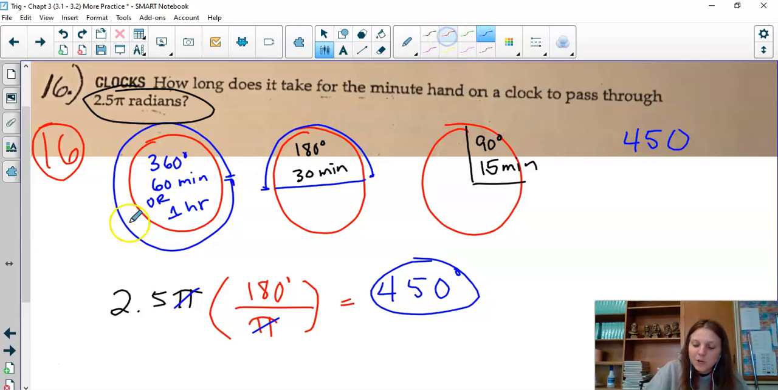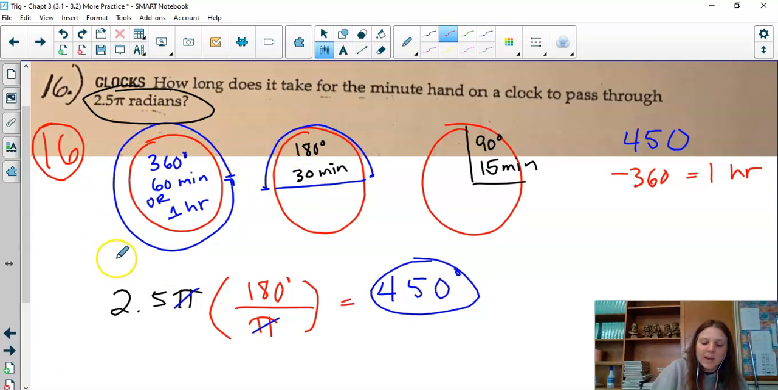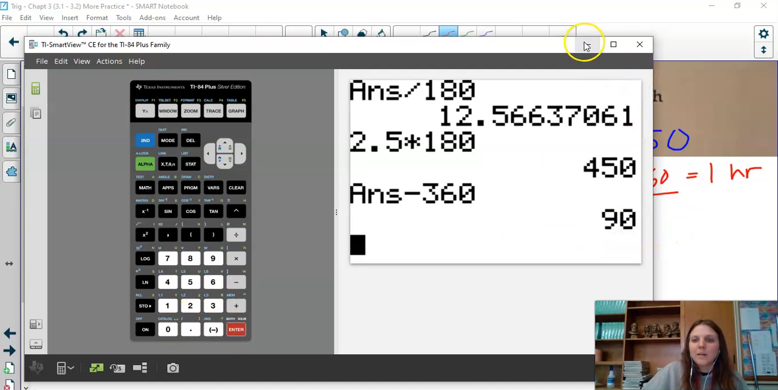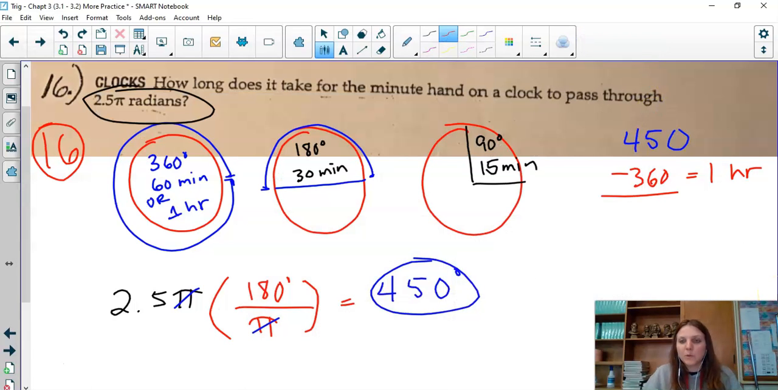Each hour, each time you rotate around once, you've rotated 1 hour. So every time you rotate around the clock one full time, it's equal to 1 hour. Okay, so let's take 450 and subtract out that full rotation. So 450 minus 360, one time around the clock, is equal to 90 degrees. Okay, don't confuse this with 90 minutes. This means we have 90 degrees left.